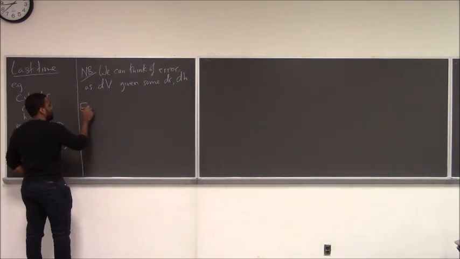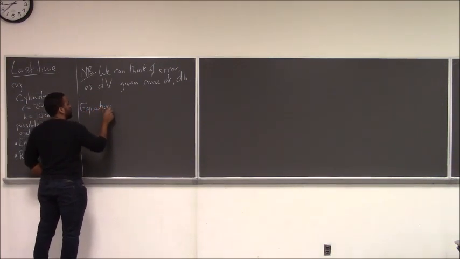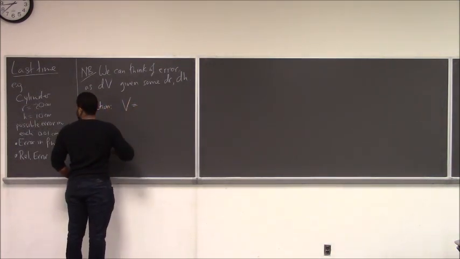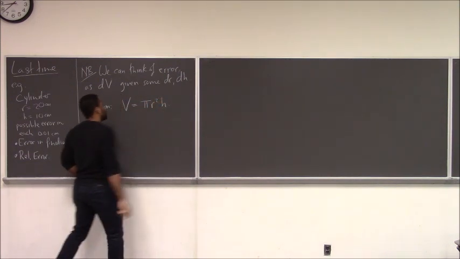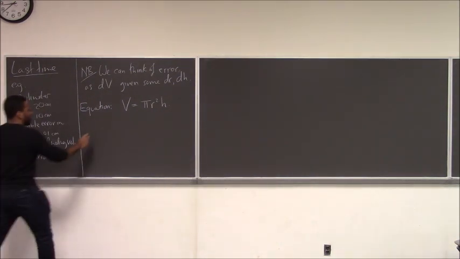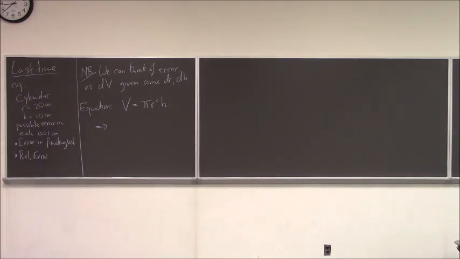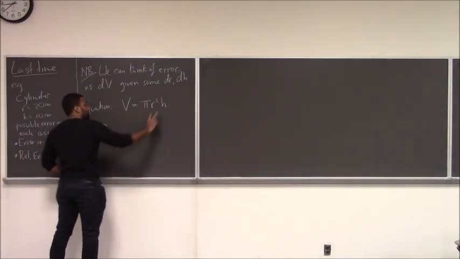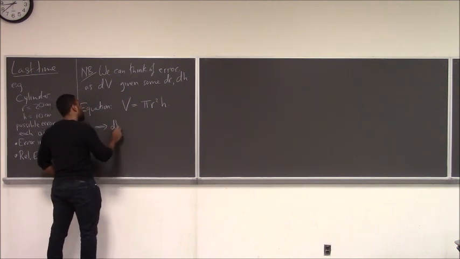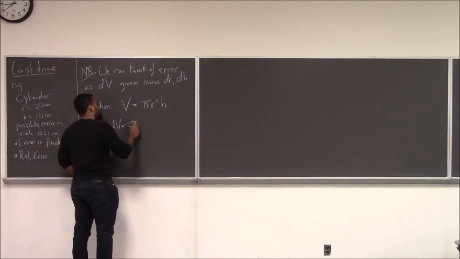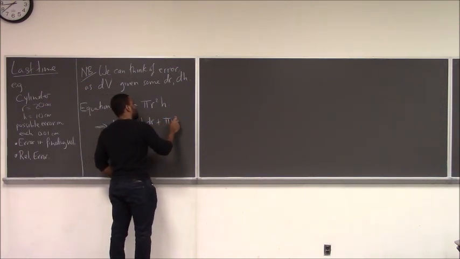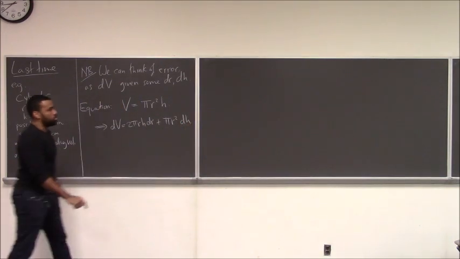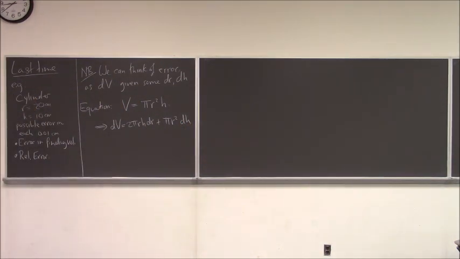And so here we can have an equation. The volume, well, it's a circular cylinder, so it'll be pi r squared h. And similarly, we can find the differentials by taking derivatives. With respect to each of these variables, we get dV equal to 2 pi r h dr plus pi r squared dh. This is kind of a multivariable way of doing things.